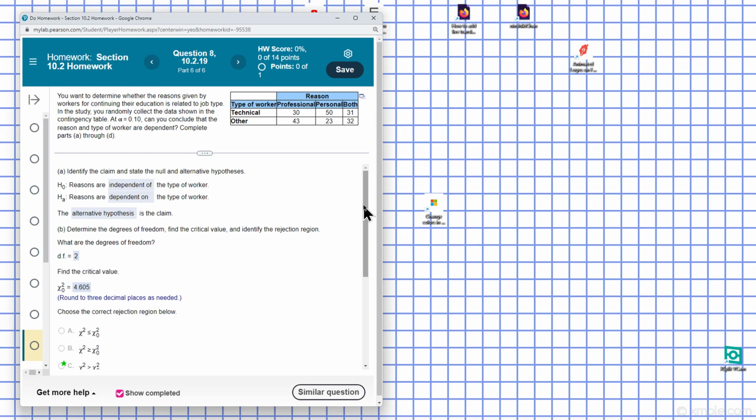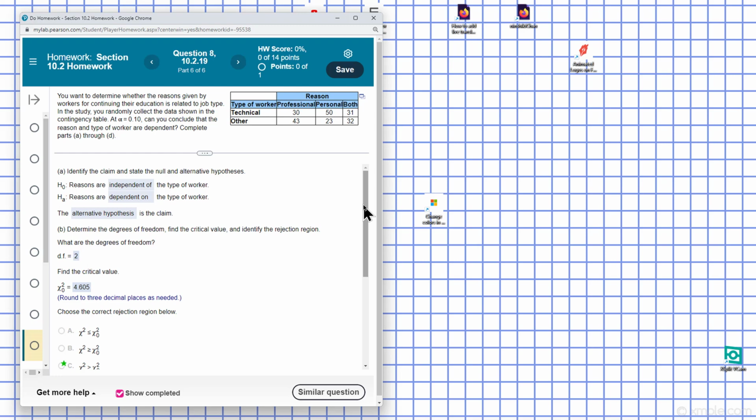The claim is a statement. The researchers believe the claim is the alternative hypothesis here. In that case, the null hypothesis is that reasons are independent of the type of worker. The alternative hypothesis is the claim.